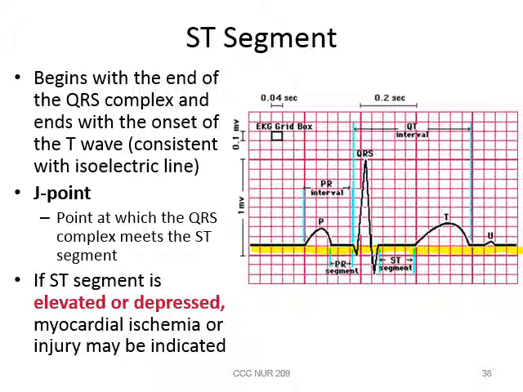If we see problems with that T wave, whether it is elevated or whether it's depressed, that can indicate myocardial ischemia, or that injury has occurred at that point in time. So when we look at that ST segment, what we're looking for is, is it going up above the isoelectric line, or is it going down below the isoelectric line? But it should come back to that isoelectric line.